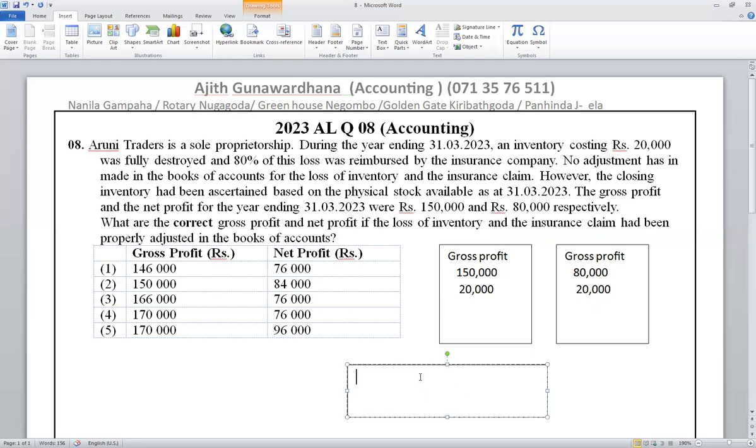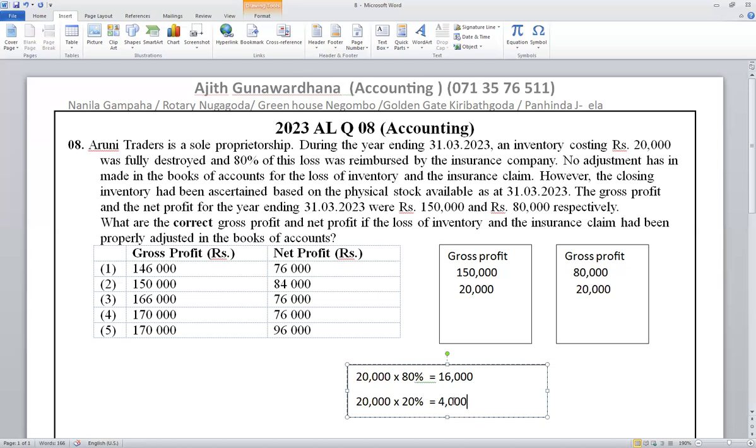Second one, the insurance company agreed to pay compensation of 80%. Therefore, the insurance receivable is 80% of 20,000, which equals 16,000. The balance part cannot be recovered. Therefore, that value should be considered as a damaged stock loss. The damaged stock loss to be considered is 4,000.